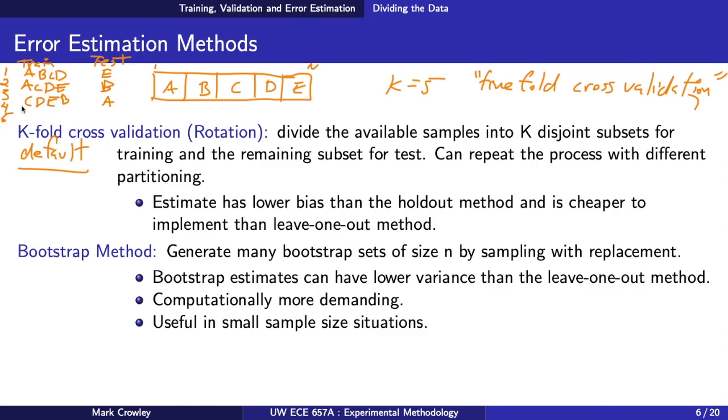Which one am I missing? B, C, D, E, A. Well, we should have D over here. So A, B, C, E. Oh, there should be one more. So I've only done 4 of them. And so you've got 5 combinations, and you're basically dividing them up that way.